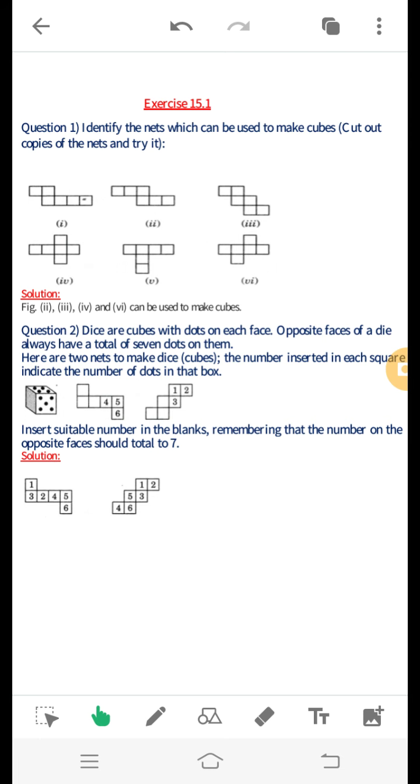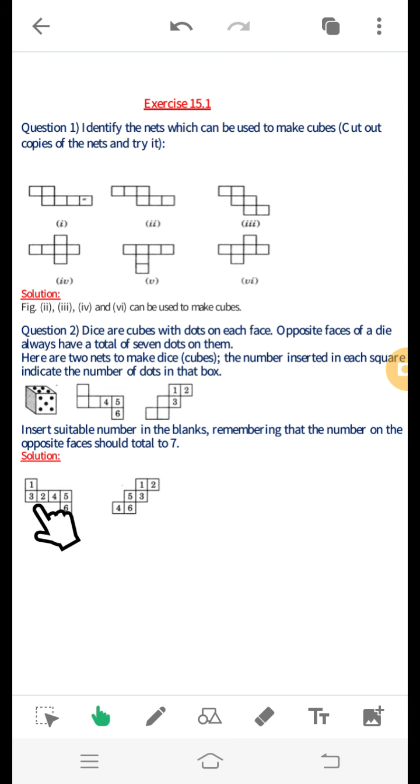Suppose 4 and its opposite side is a 2, then that net is wrong. But 4, its opposite side should be 3, because the total should be 7. Opposite side total should be 7. So here we have to fill that blank box. Suppose here 4, 5, 6 are given. So we have to fill this with the exact number. Similarly, you can do it practically.